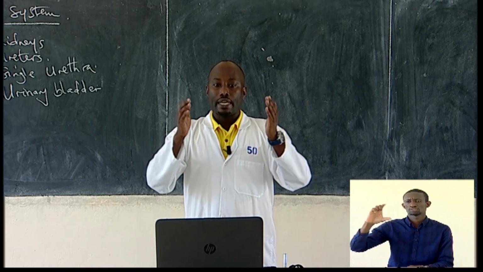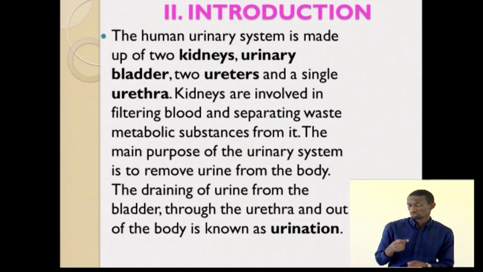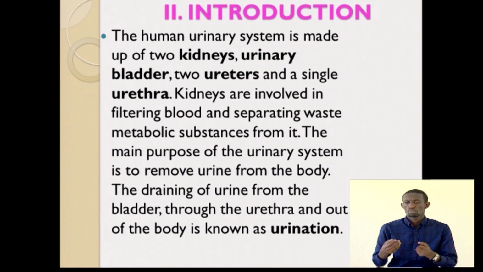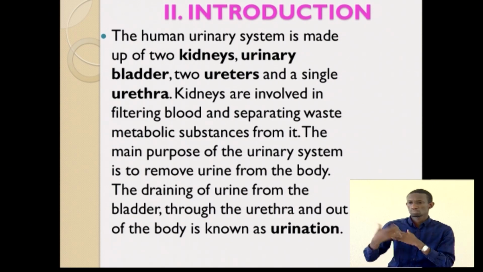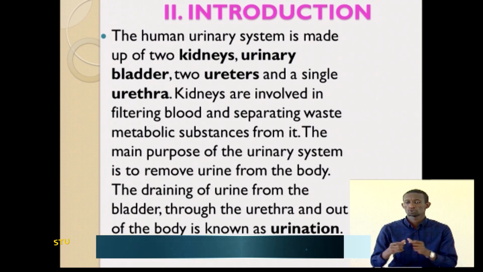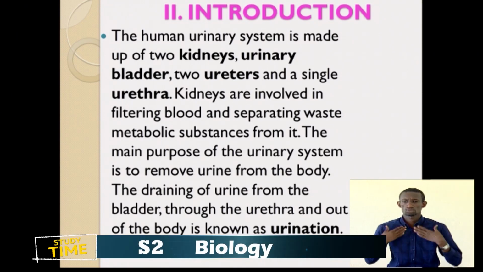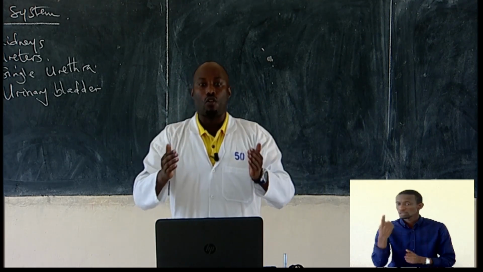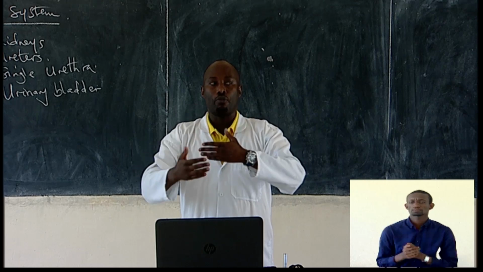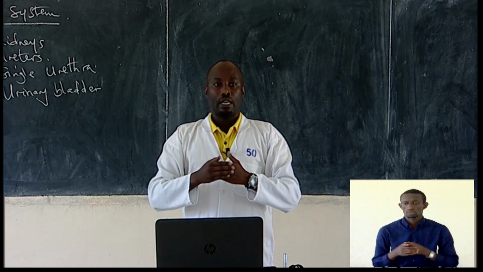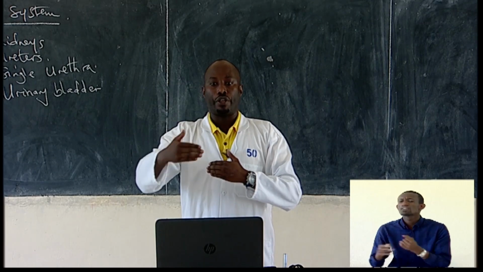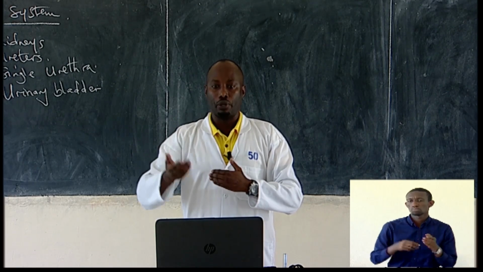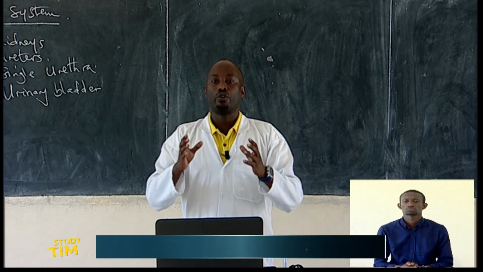So we said the draining of urine from the bladder through the urethra and out of the body is referred to as urination. Students, have you understood? One of the functions of the kidney is removing waste products from the body. These waste products are removed in the form of urine, and urine is composed of nitrogenous waste products.